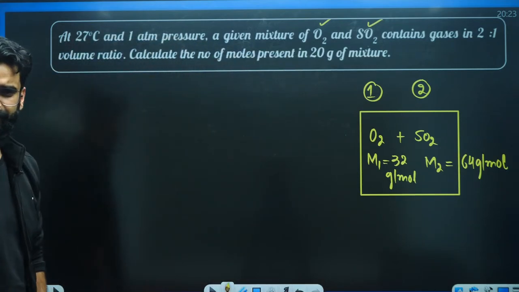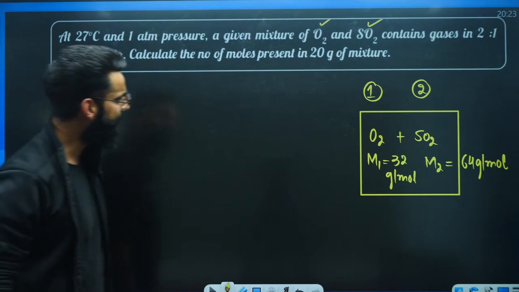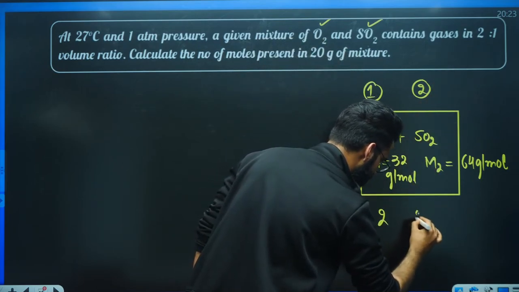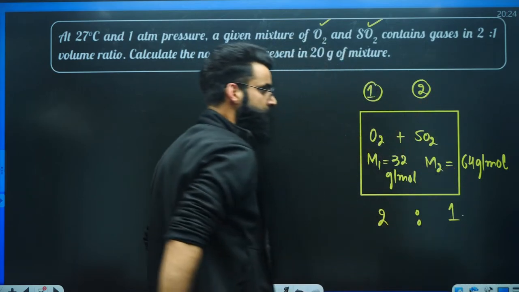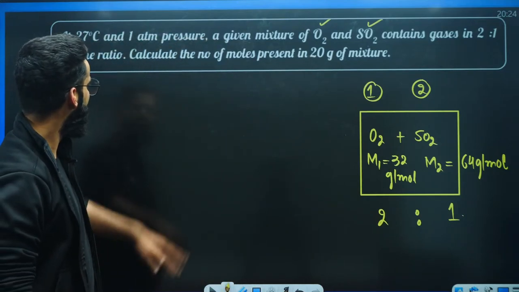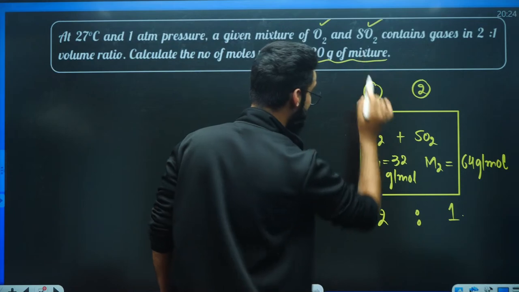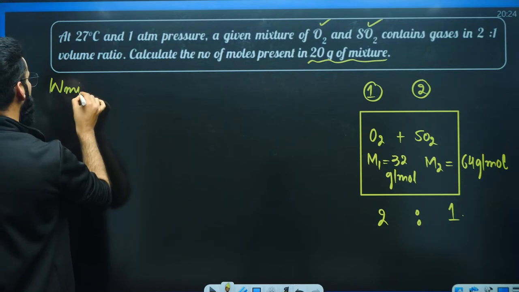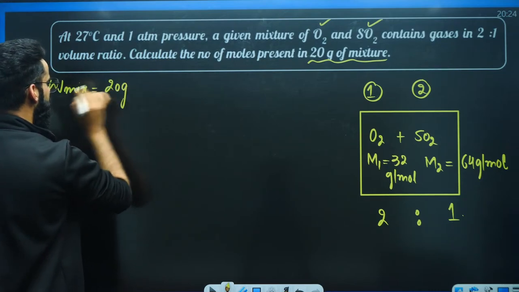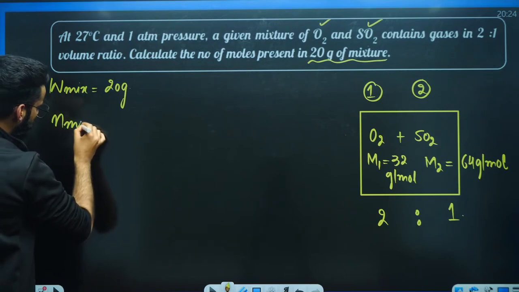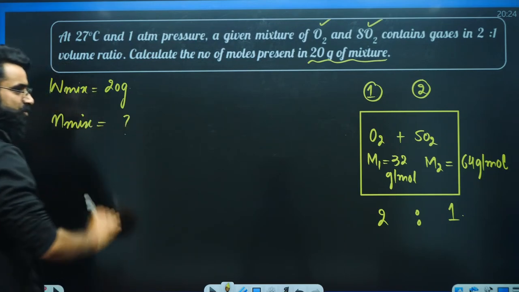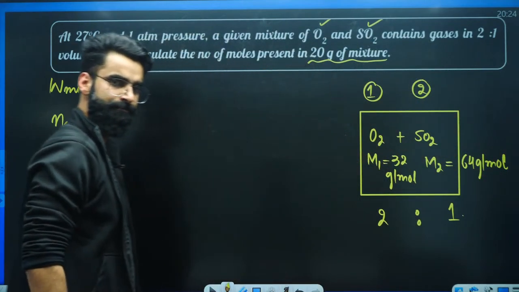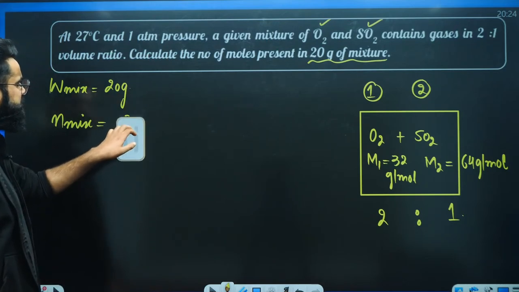These are the two gases which are there in the container. As far as the question is concerned, these gases in the container are present in the volume ratio of 2:1. Calculate the number of moles present in 20 grams of the mixture. So mass of the whole gaseous mixture is given to me, 20 grams. What do we have to calculate? We have to calculate the total moles present in the gaseous mixture. My dear students, number of moles we have to calculate.